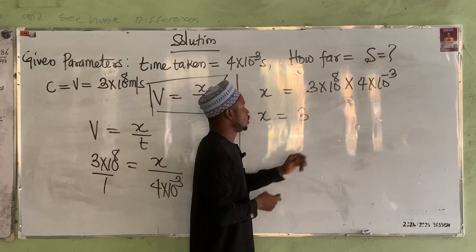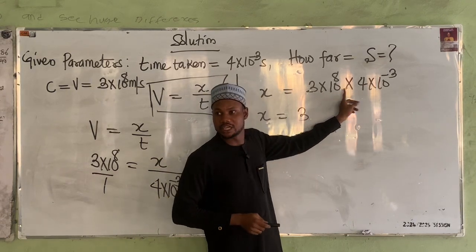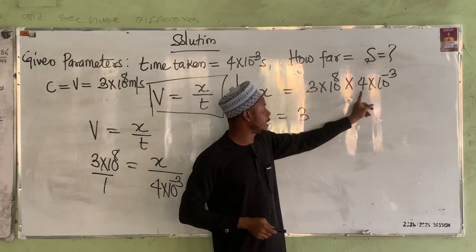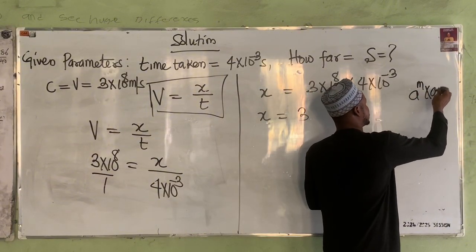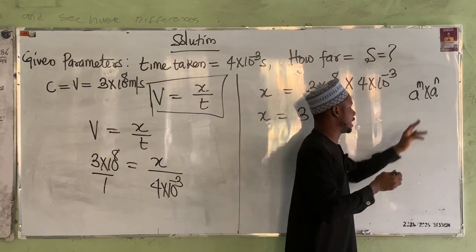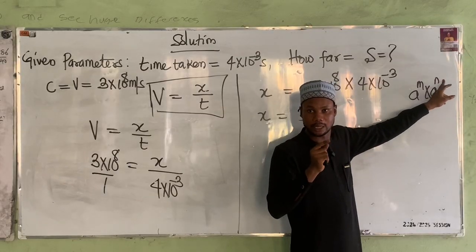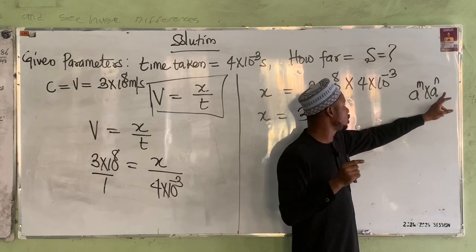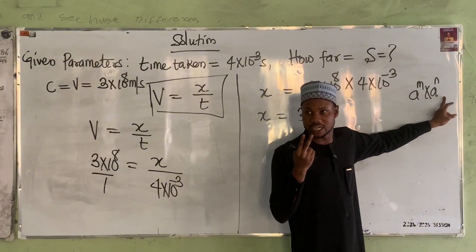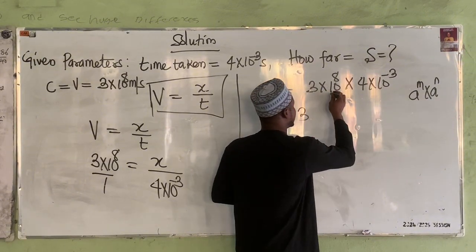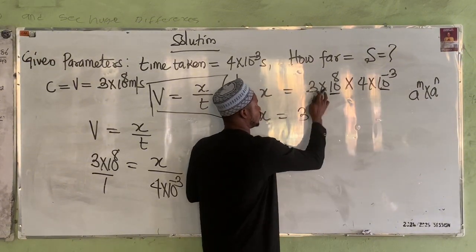Class, if you look here, we have two bases that are the same. In mathematics, whenever you have a raised to the power of m times a raised to the power of n, and these two bases are the same, you take one base and add up their powers. Do you remember this? We only use this principle of indices when the two bases are the same. So this and this are the same. So I'll multiply the numbers first.